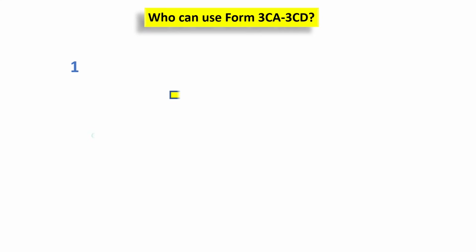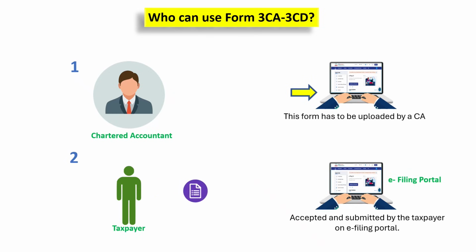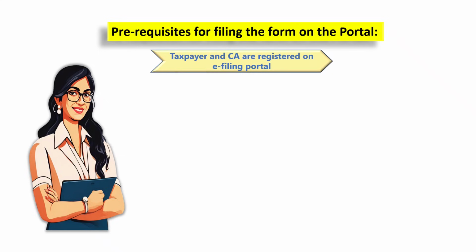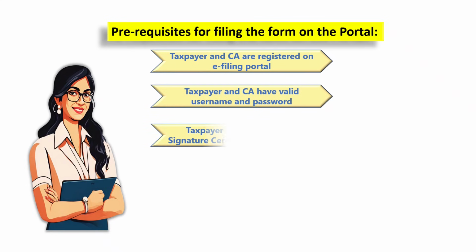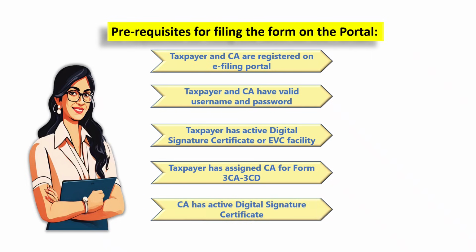Form 3CA 3CD is required to be uploaded by a chartered accountant and accepted and submitted by a taxpayer on the e-filing portal. Let us first check the prerequisites for filing the form on the portal. The taxpayer and chartered accountant are required to be registered on the e-filing portal with a valid username and password. The taxpayer should have active digital signature certificate or e-verification facility, and the taxpayer must have assigned the chartered accountant for Form 3CA 3CD. The chartered accountant should have active digital signature certificate.